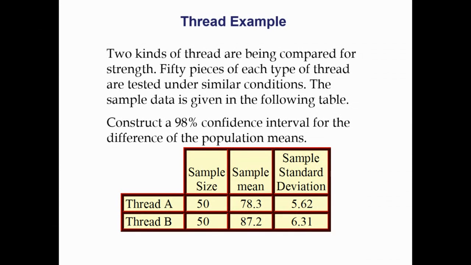So we're going to start today doing confidence intervals like we ended up doing yesterday. Okay, so there's two kinds of thread being compared for strength. 50 pieces of each type of thread are tested under similar conditions, and the sample data is given in the following table. We want to construct a 98% confidence interval for the difference of the population means.